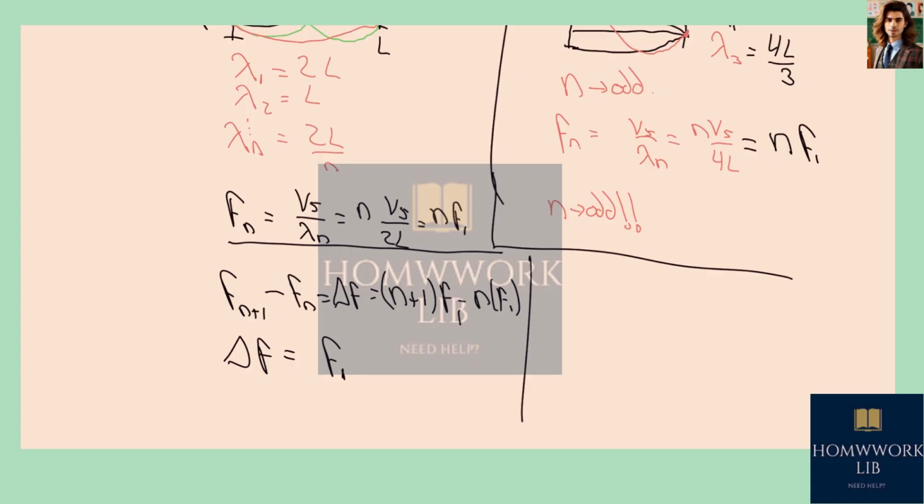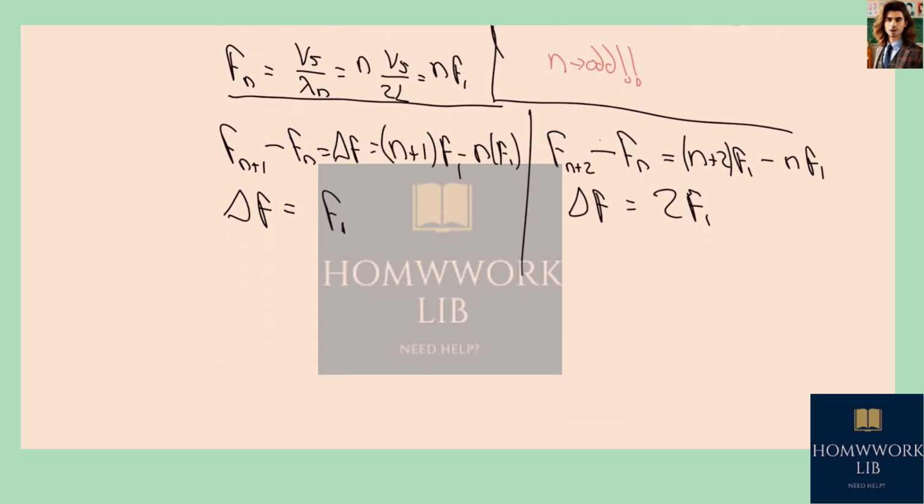Now, if we do the same thing for the closed system, we need to take f of n plus 2 to keep an odd value minus f of n. So this is going to become n plus 2 times the fundamental minus n times the fundamental. And the value for change of frequency corresponds to 2 times the fundamental frequency. Now with this information, we can compare our results.